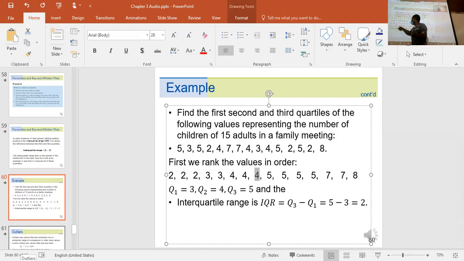Q1 equals 3, Q2, and then we do the same, 1, 2, 3, 4. This is the median of the lower part. We know how to find Q1, Q2, Q3. And the interquartile range is Q3 minus Q1.